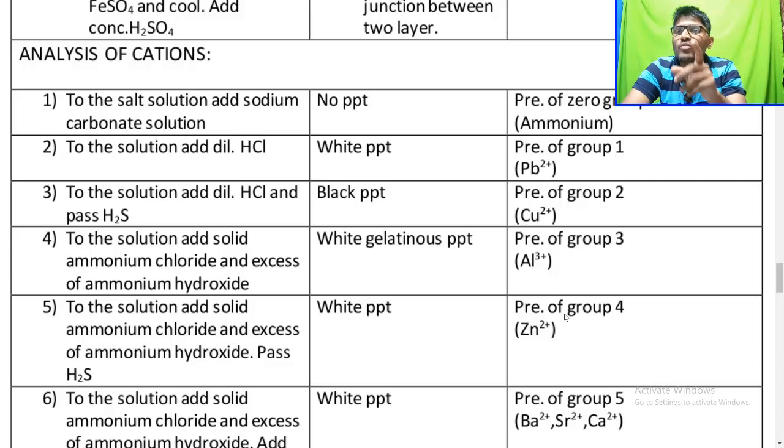Analysis of cations, and always carry a handkerchief in your examination, because whenever you perform the organic test, after that your hand gets dirty, so please wash those hands and then refer to your paper.